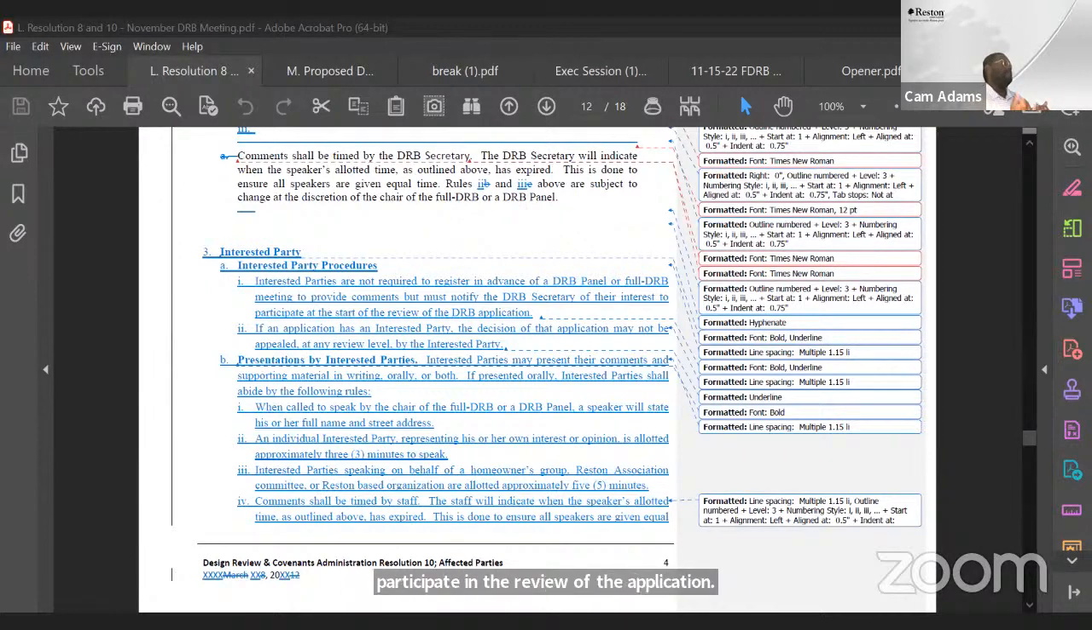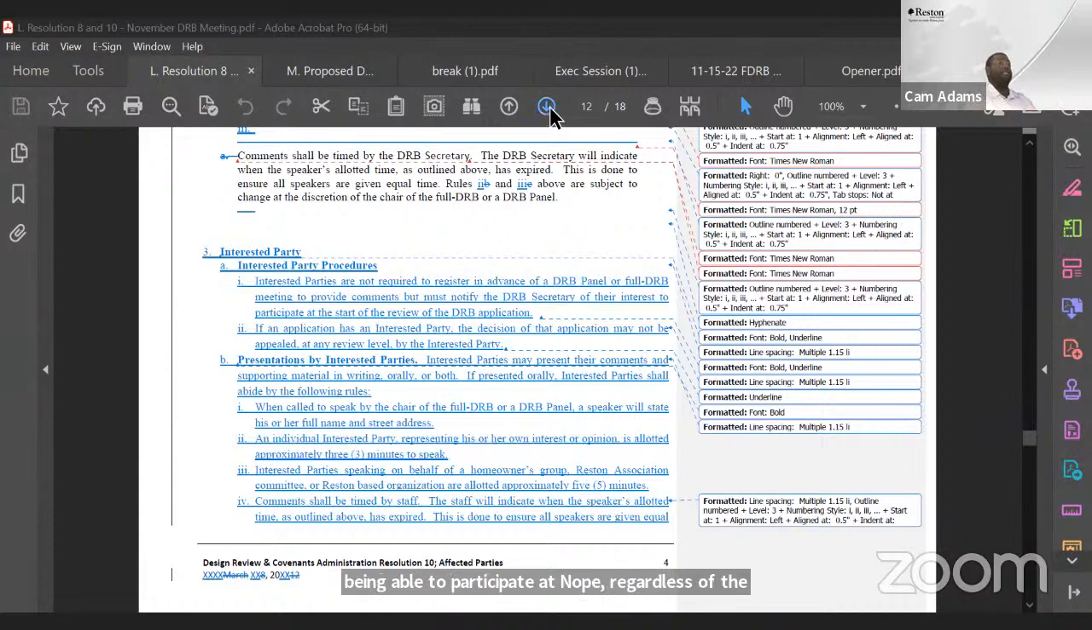If an application has an interested party, the decision on that application may not be appealed at any review level by the interested party. Again, we want to differentiate between a registered affected party that signed the application and someone who wants to participate but may not have known about the application until the very last minute. So we keep the conversation going, with people being able to participate regardless of the point at which they actually, quote unquote, registered.